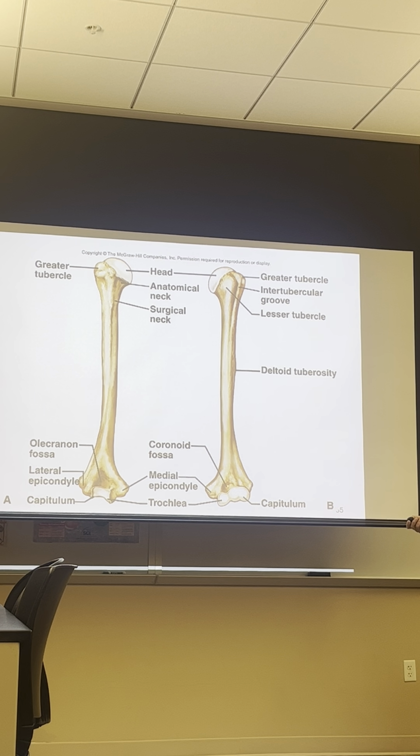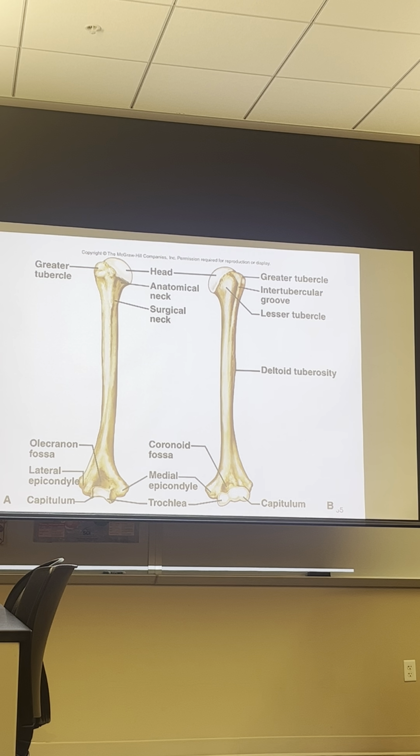And then you've got two fossas here. You've got the coronoid fossa, which is anterior, and then you've got the olecranon fossa, which is posterior. The coronoid fossa articulates with what's called the coronoid process of the ulna. This is what limits elbow flexion. And then the olecranon fossa articulates with the olecranon process, and that's what limits elbow extension.